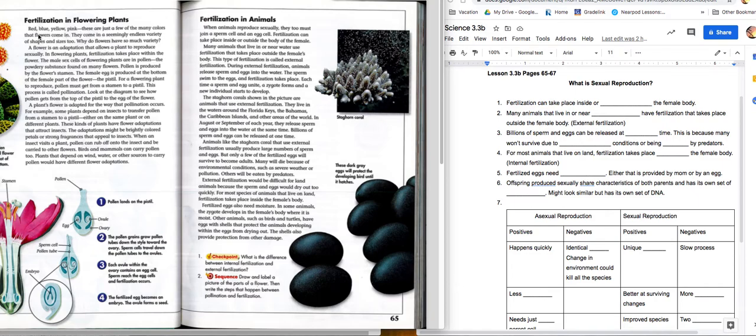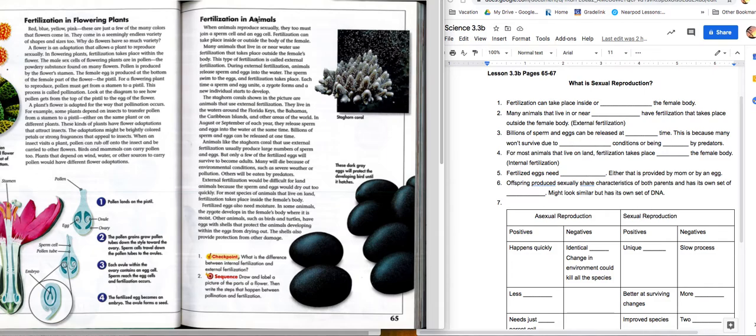We ended then talking about how fertilization works in flowering plants, how they can be cross-fertilized. In other words, pollen from one plant, from the male, makes it to the egg of a different plant, or they can self-pollinate, which means the male part gets to the female part all within the same flower.